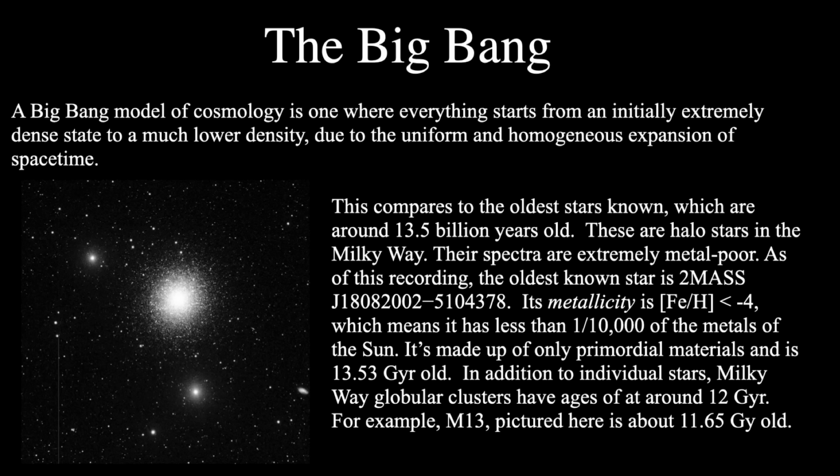Therefore, it's made up only of the primordial materials, and it's one of the oldest population 2 and possibly a population 3 star in the Milky Way. And the estimate is that it's 13.53 gigayears or billion years old. So, in addition to those things, individual stars, Milky Way globular clusters have roughly ages around 12 billion years or 12 gigayears. What I've shown here is a picture I took with my telescope, and this is Messier Object 13, a globular cluster, a beautiful one in the summer sky. And it's pictured here. It's about 11 to 11.6 gigayears old.